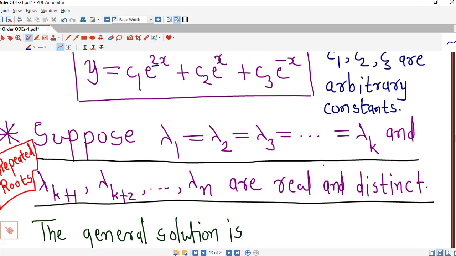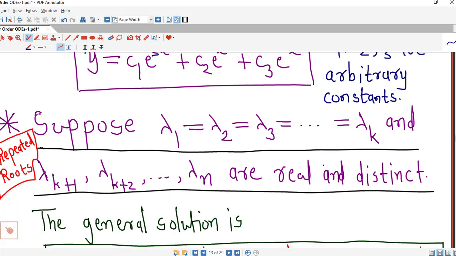Second possibility is, suppose some roots are repeated. Suppose first k roots are equal. Suppose lambda 1 is equal to lambda 2 is equal to lambda 3 equal to lambda k, and the remaining roots, say lambda k plus 1, lambda k plus 2 up to lambda n, are distinct. So all the roots are real, the first k roots are equal, and the remaining roots are distinct.